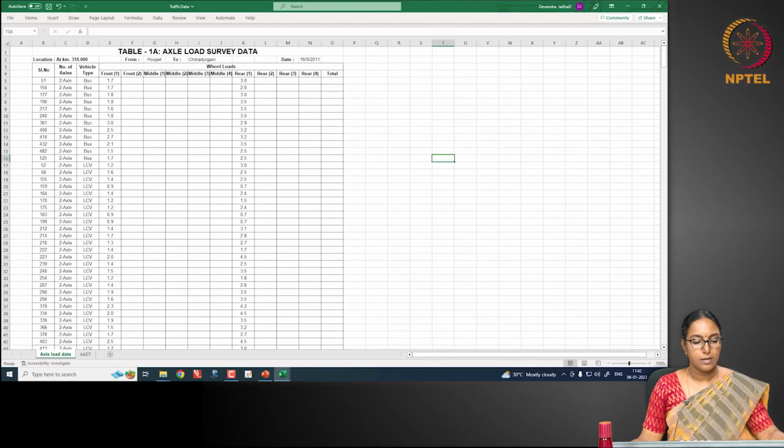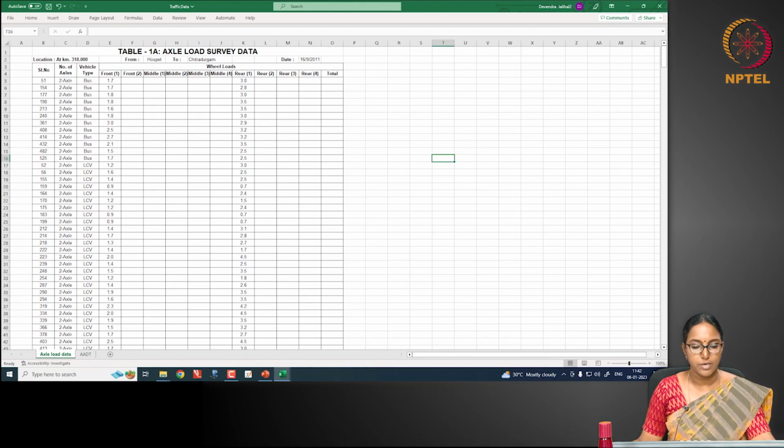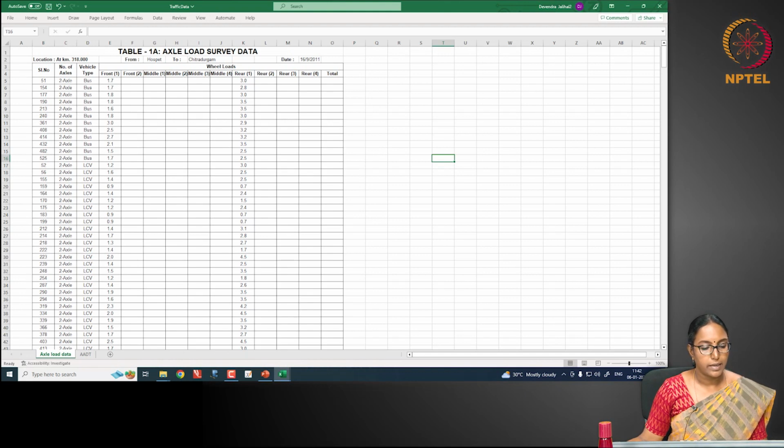Hello everyone. So we will discuss how, using a template, I will show you how this truck factor method and the vehicle damage factor method is used to determine the equivalent standard axle loads. So what you see here is the template in which you actually mark the axle load data that is being collected. You can see here there is the serial number and the number of axles, so you can read the serial number part.